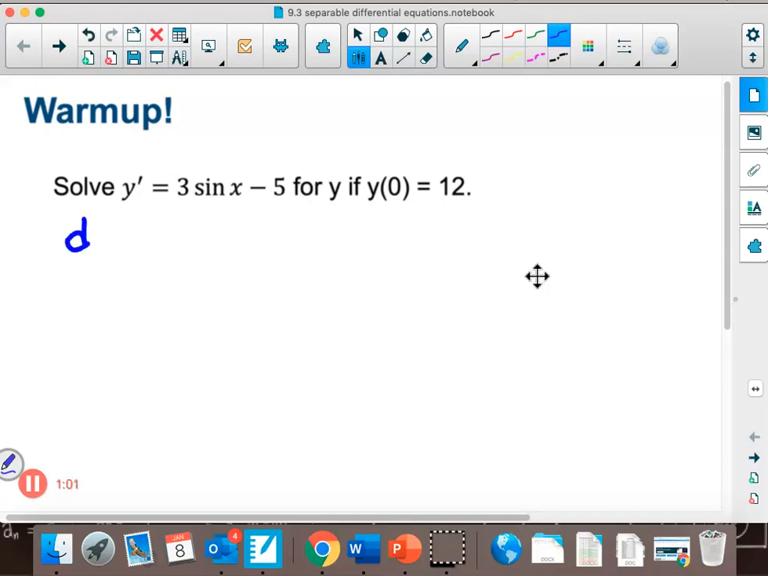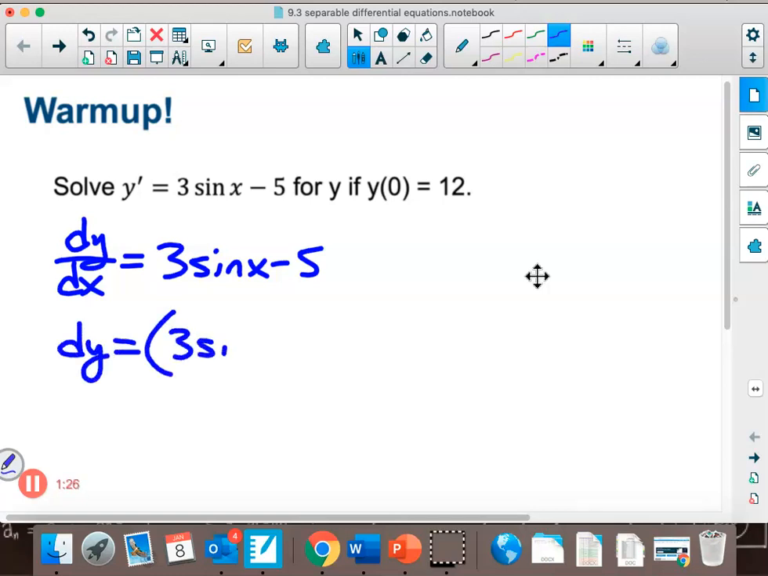So I'm going to rewrite my y prime as dy dx. And then I'm going to separate the variables, meaning I'm going to put the y's on one side and the x's on the other side. Now, the only y in this equation is the dy right here, so I'm going to keep that on the right, and I'm going to move the dx over to be on the x side. Now, how am I going to solve this? I'm going to integrate both sides.